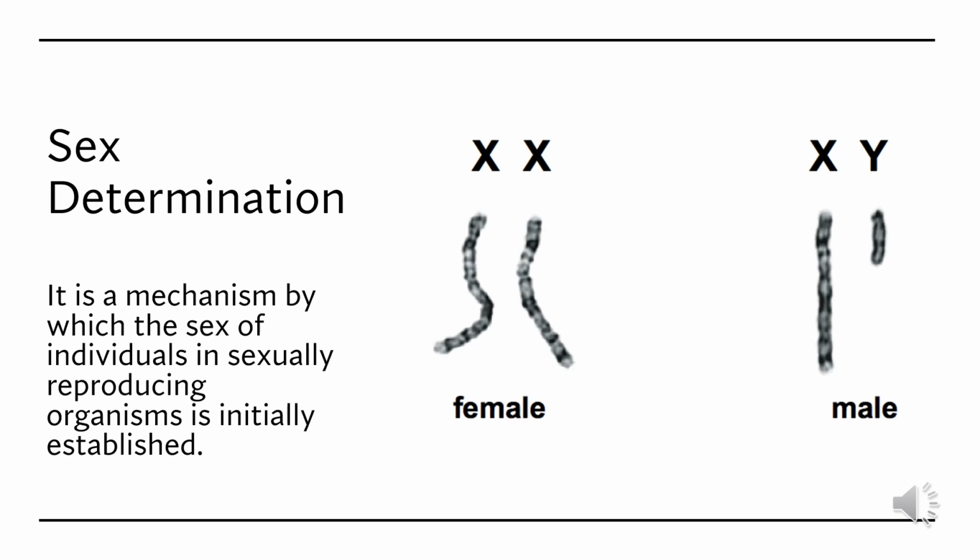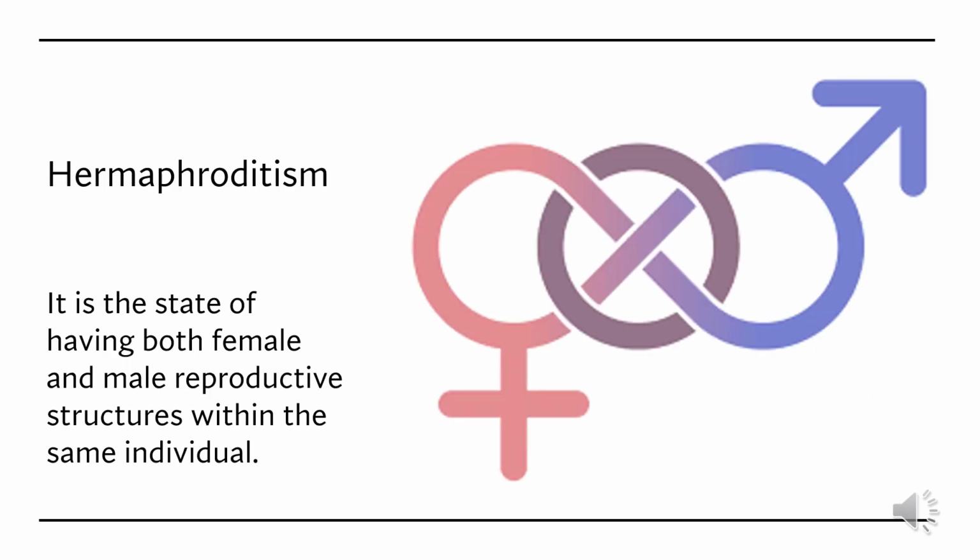Sex determination is a mechanism by which the sex of individuals in sexually reproducing organisms is initially established. The female has 2 X chromosomes and the male has 1 X chromosome and 1 Y chromosome. Hermaphroditism is the state of having both female and male reproductive structures within the same individual.